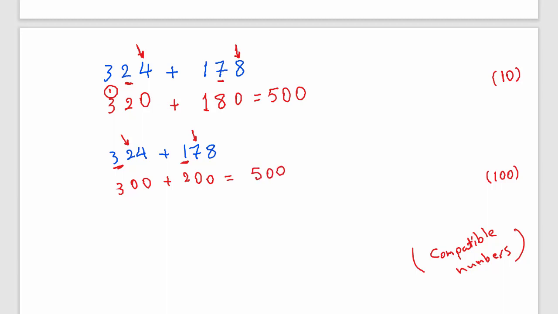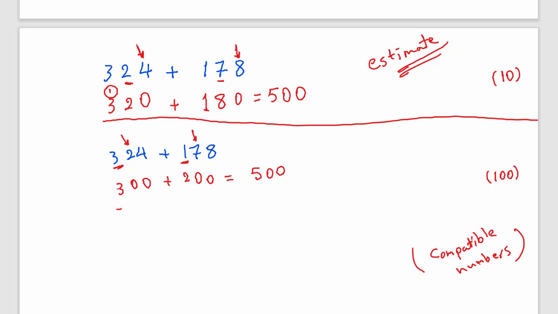And I want you, my heroes, to focus that these all are not the exact answer. These all are estimates. So we are estimating the sum. This is not the exact sum. This is how to do it to the nearest 10. And here we did it to the nearest 100. And now I will use compatible numbers.